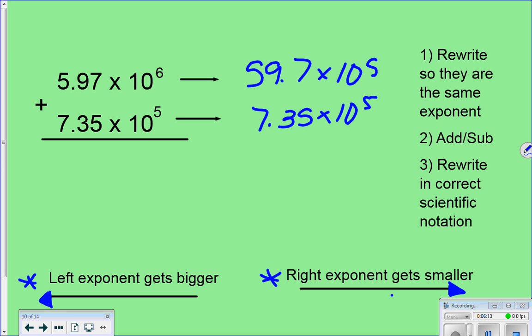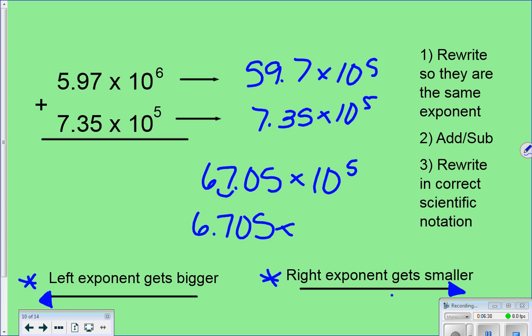Now go ahead and do that for me. Add these two together, 59.7 and 7.35, times 10 to the 5th. But what do I have to do? I've got to rewrite it, right? To make it between 1 and 9.9. To do that, I'm going to move my decimal this way, which equals 6.705 times 10 to the 6th.